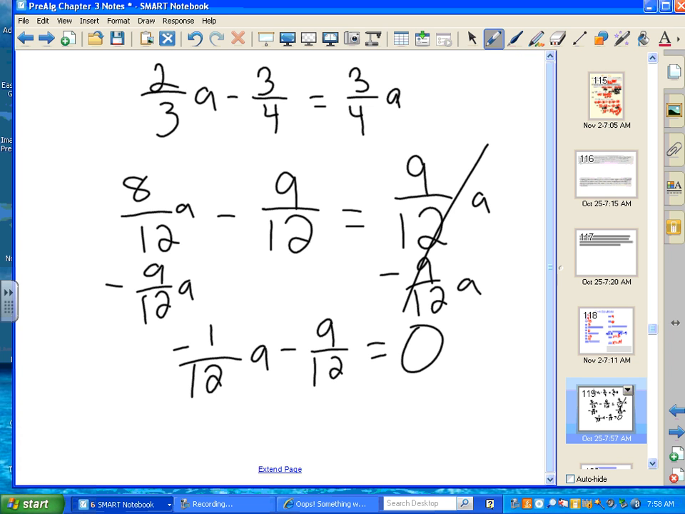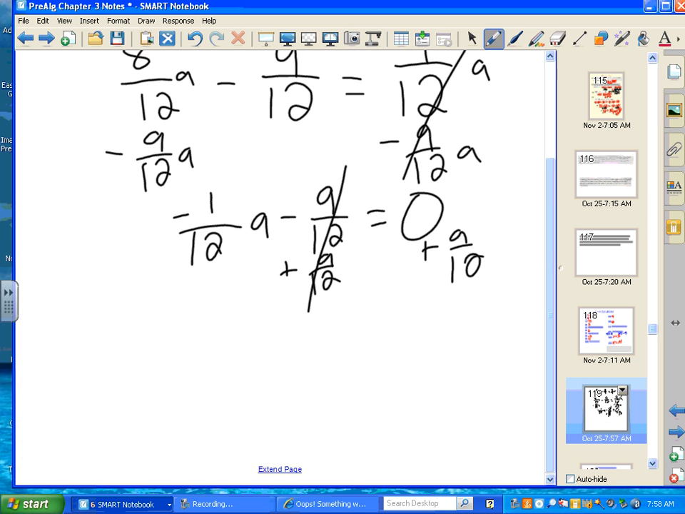And then at this point, multiply both sides by -12/1, which basically, yeah, you just get rid of the 12, and you're left with 9 times -1, which is -9.